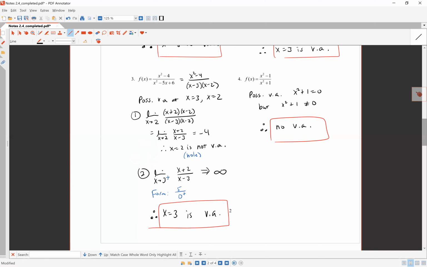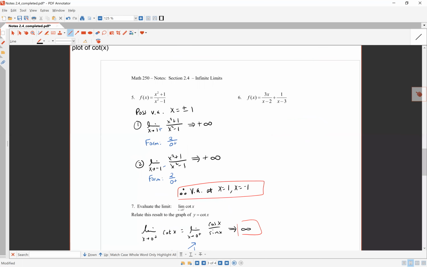And then number 4 there, well, the denominator is never 0, right? So there are no discontinuities because the denominator of number 4 is never 0.